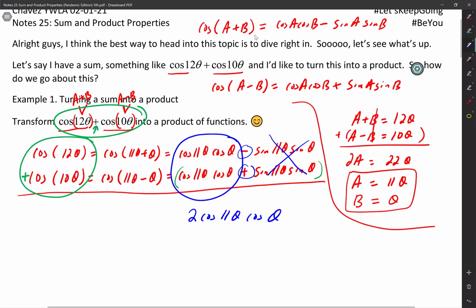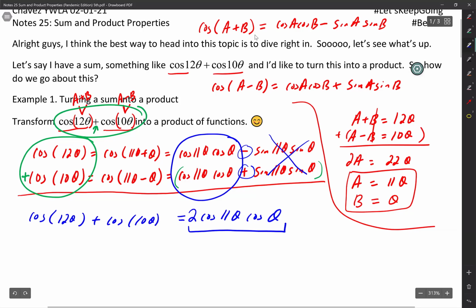And don't worry, I'm going to do a whole bunch of these. And if you don't like this, relax. I'm going to give you the formula in a little bit. Cosine 12 theta plus cosine 10 theta equals that. And there it is. That's what I wanted, guys. This is a product.